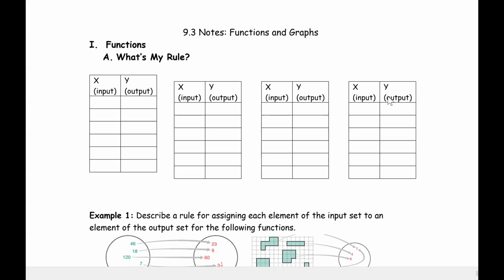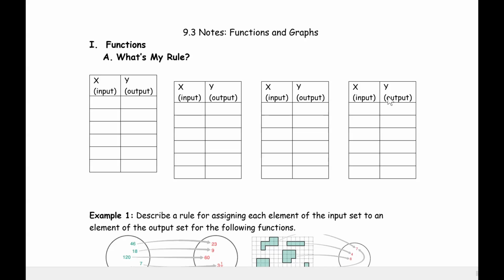Hi there, welcome to section 9.3, which is our last section in Math 148. It's on functions and graphs. I cannot believe we've made it to the end of the course. There's a lot of material in this course, so pat yourself on the back. We've got one more to go. So we're going to jump in.